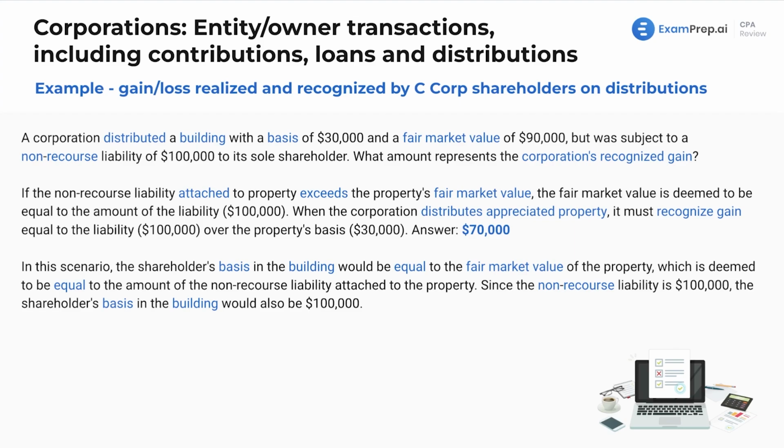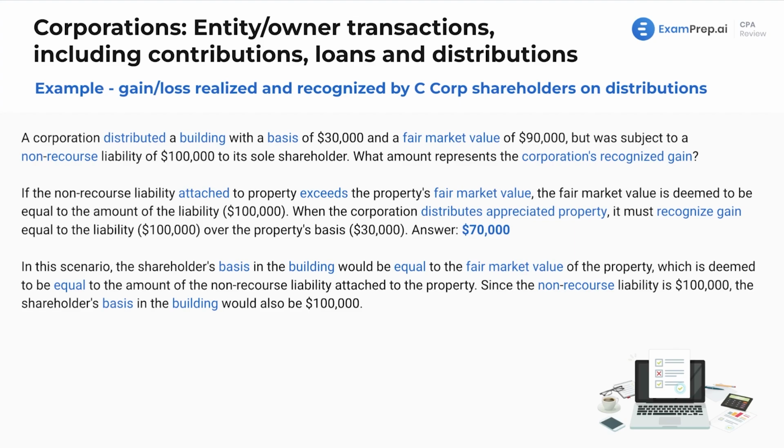Well, if the non-recourse liability attached to the property exceeds the property's fair market value, making it a net liability, the fair market value is deemed to be the amount of the liability of $100,000. When the corporation distributes appreciated property, it must recognize gain equal to the liability over the property's basis, because this is kind of like you're getting rid of a liability. You're getting rid of a net liability and you're benefiting from it. Think of it like a cancellation of debt situation. Someone else is assuming that debt.